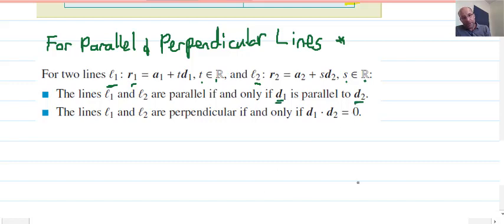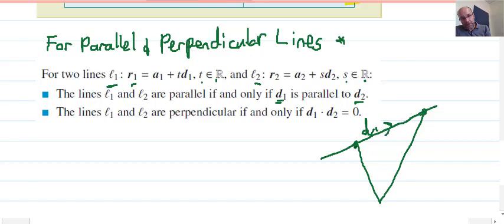It should make sense if we think about some of the diagrams we've seen before. If we've got D1 as a vector going in that direction, and if we have another vector parallel to that, its D2 needs to be parallel to D1.